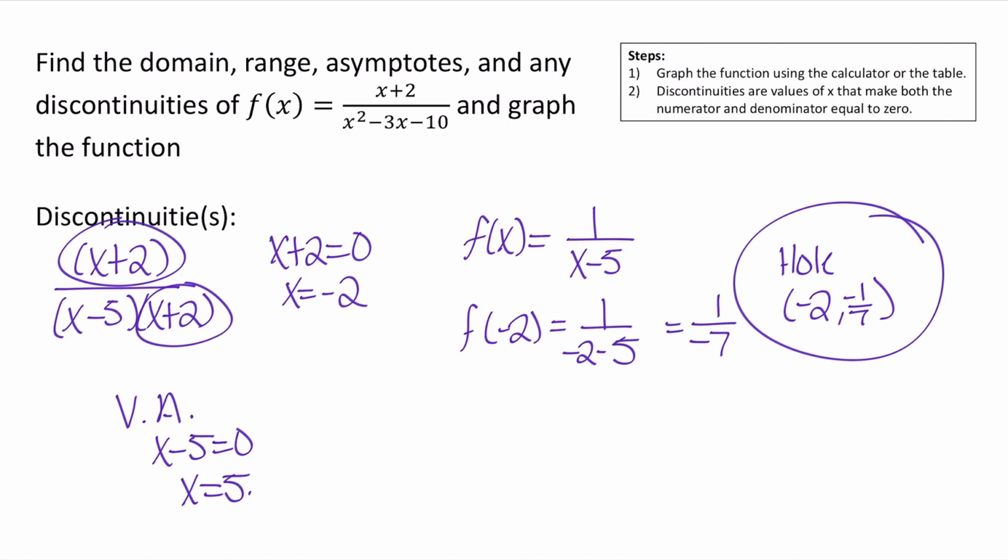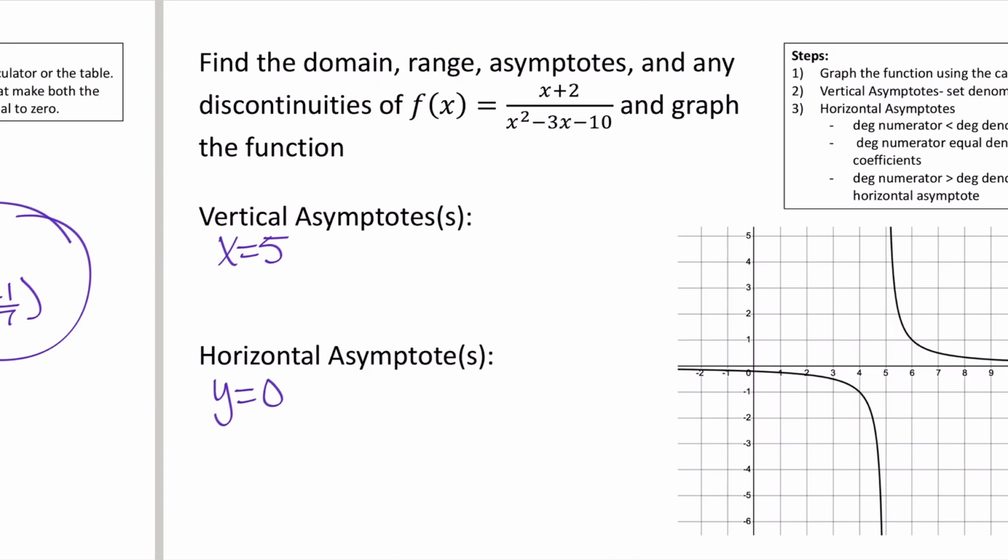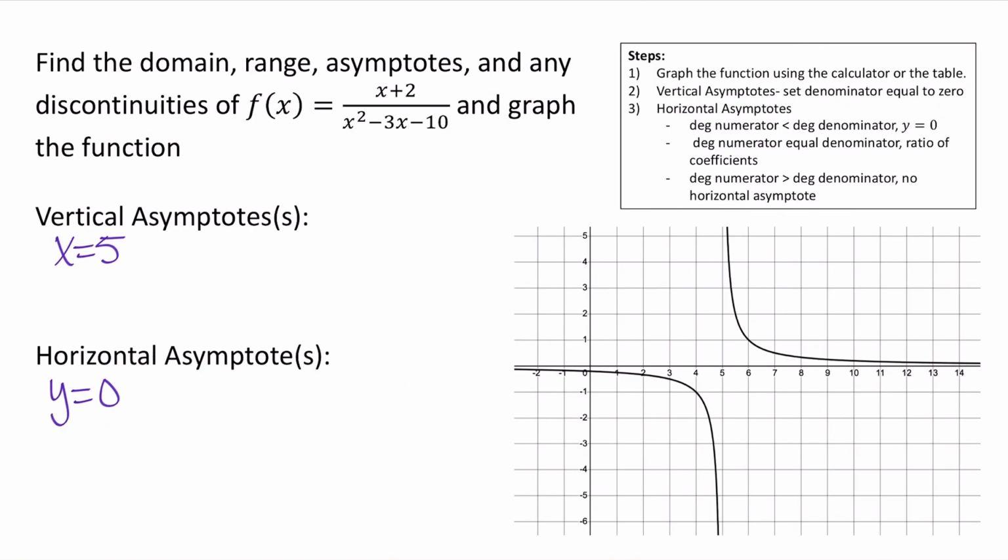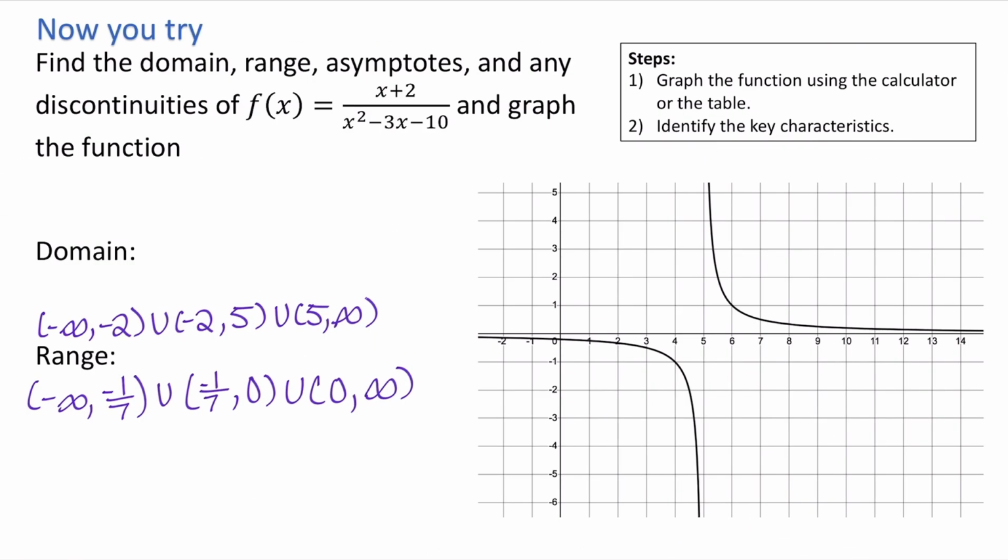When you factor this function, notice that we have a common factor of x plus 2, so we're going to have a hole at x equals -2. When we reduce the function, we get 1 over x minus 5, which if we plug in -2 to that function, we get -1/7. So there will be a hole at -2, -1/7. For the vertical asymptote, if we set the remaining factor in the denominator equal to 0, there will be a vertical asymptote at x equals 5. For the horizontal asymptote, we look at the degree of the numerator and denominator. Degree of numerator is less than the degree of denominator, so we're going to have a horizontal asymptote at y equals 0.